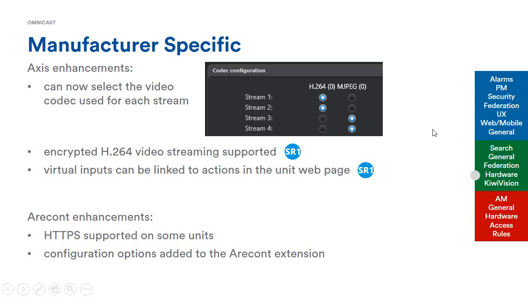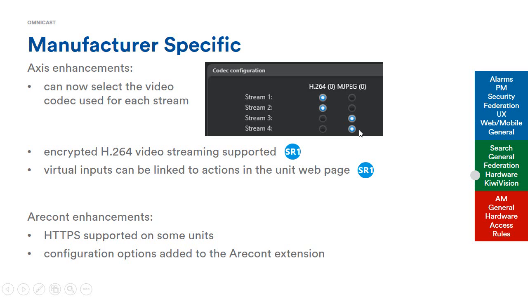Alright, manufacturer specific, I'm just going to skip through these real quick. Axis cameras, we can now select the codec based on the stream. So if I have 4 video streams set up on the camera, I can say I want streams 1 and 2 to use the H.264 codec, and I can say I want streams 3 and 4 to use the Motion JPEG codec instead.